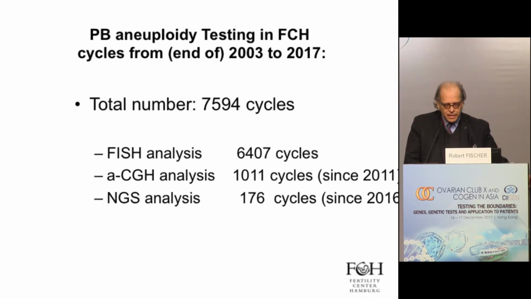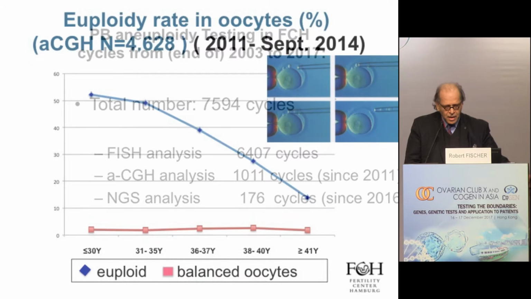So in my centers, starting in 2003 up to now, we've performed around 7,500 cycles with polar body genetic testing. At the beginning, it was, of course, FISH, but since 2011 we implemented array CGH, and since last year NGS as the main analysis of the polar body.